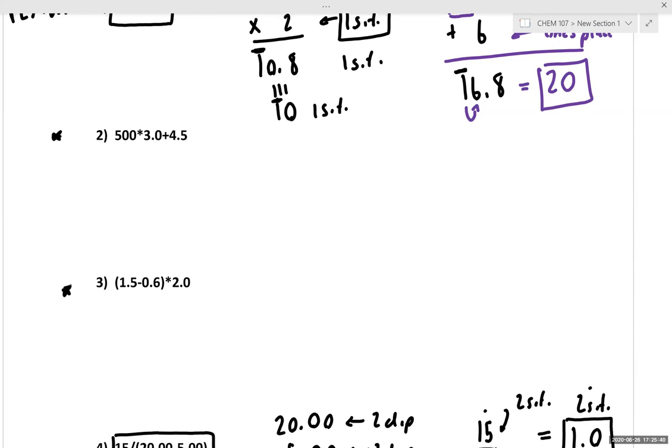Professor, for the 500, I guess I'm having a little brain fart. Would it be 1 significant figure because there's no decimal point at the end of the zeros? Exactly right. Exactly right. Okay. Thank you.